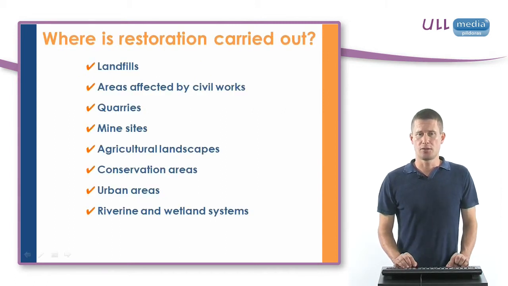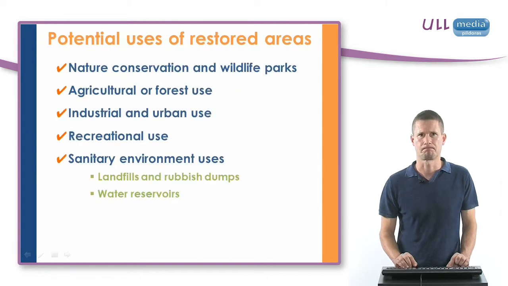Areas usually subject to restoration are the following: landfills, areas affected by civil works, quarries, mine sites, agricultural landscapes, conservation areas, urban areas, and riverine and wetland systems. The main potential uses of restored land are the following: nature conservation and wildlife parks, agricultural and forest use, industrial and urban use, recreational use, and sanitary environmental uses, where degraded land is used as landfills and rubbish dumps or as water reservoirs.